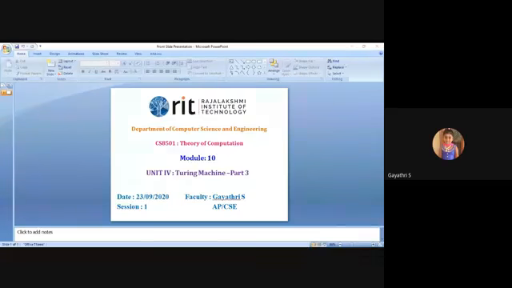So good morning, students. Again, I will take one more problem under the concept Turing machine. This problem is very simple. For today's session, let us see about one's complement and two's complement. Problem: how to design a Turing machine for one's complement and two's complement.